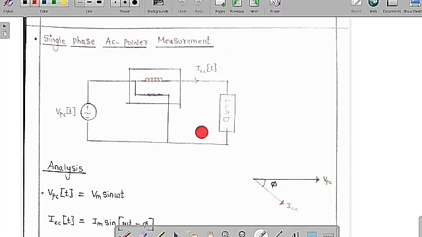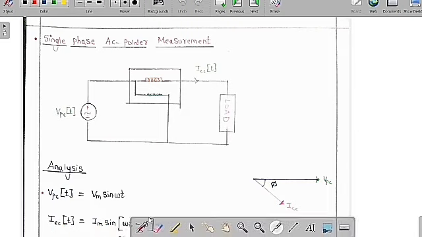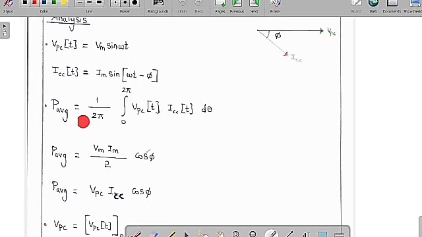So now I am going to analyze the circuit. Let me assume VPC of t is equal to Vm sin omega t, and as the current is lagging, ICC of t is Im sin of (omega t minus phi). Then the instantaneous power is the product of the voltage and current. If you want the average power over one time period, it is 1 by 2 pi integration from 0 to 2 pi of VPC of t into ICC of t into d theta.